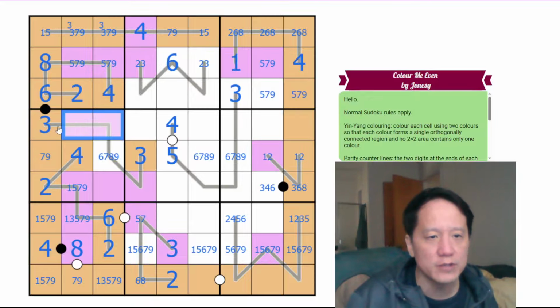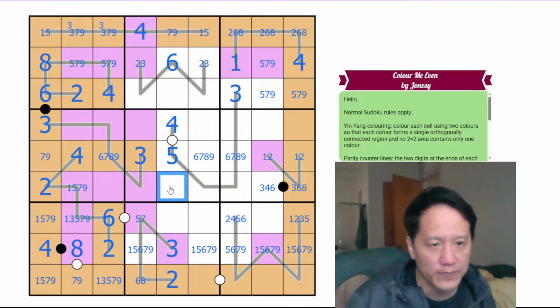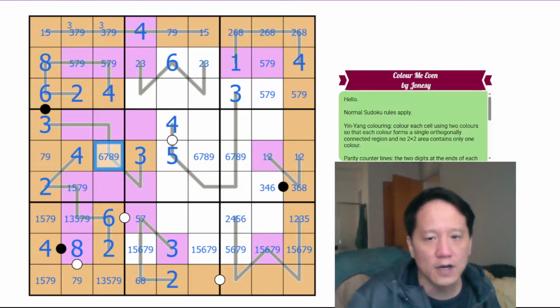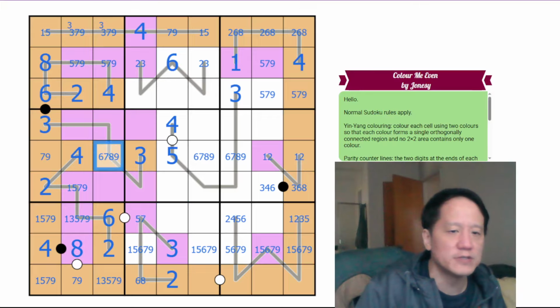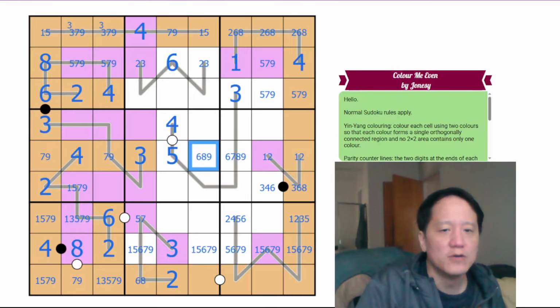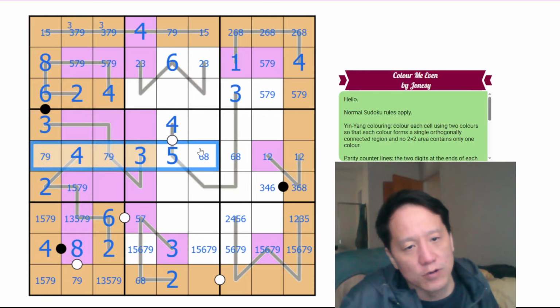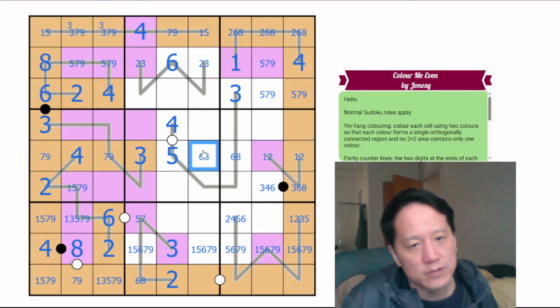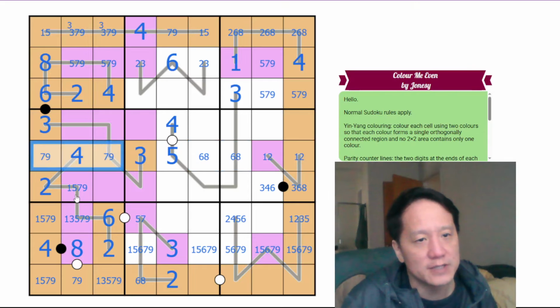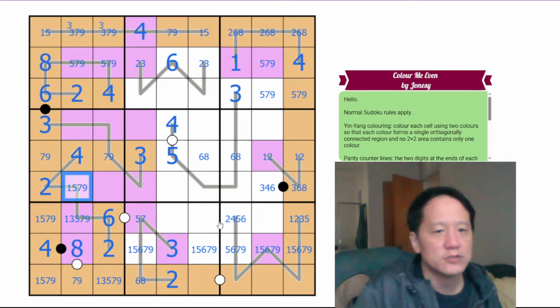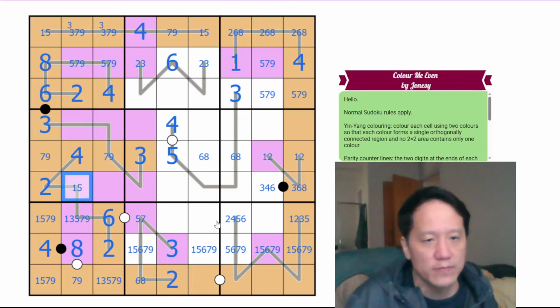And we have three pinks already on this line, so this must be orange. Pink has to exit out, so it has to exit out that way. So this is odd. This cannot be 6 or 8, it's 7 or 9. We have a 7, 9, 7, 9 pair in row 5, which eliminates 7, 9 in the rest of the row, so this is 6, 8, and it eliminates 7, 9 in the rest of the box, so this can't be 7 or 9 here.